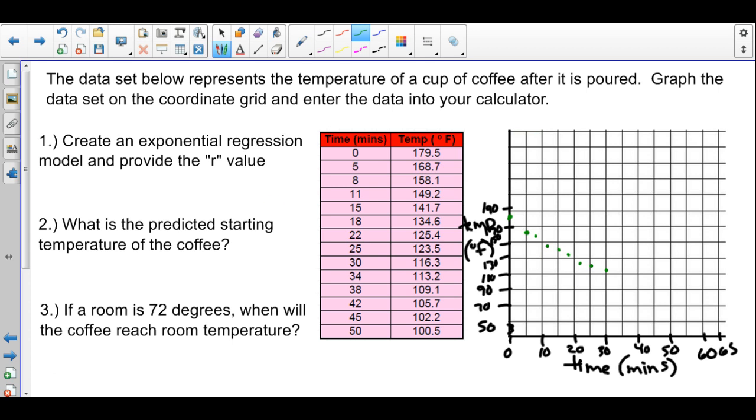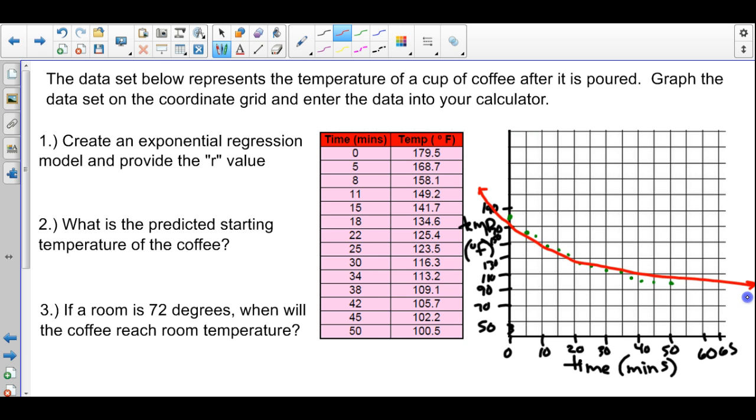I'm basically going to pause this video, and then I'll replay. Okay, so it looks like I have an exponential curve. It says what we want to do is graph the data set, and then enter it in our calculator. What I'd like to do first is draw a curve through this so that you understand that it's exponential. And it looks like it's going to keep tapering off until it gets to a certain temperature.